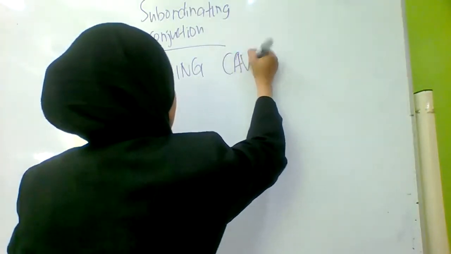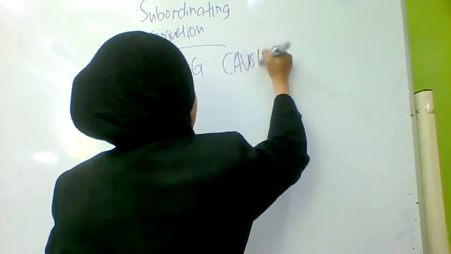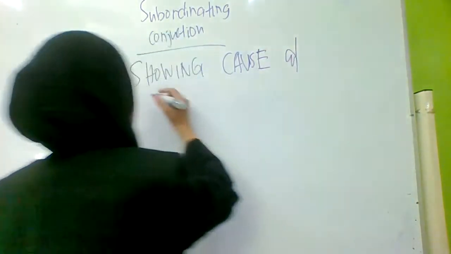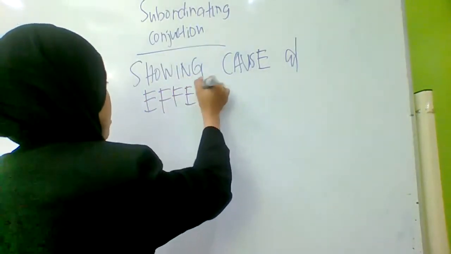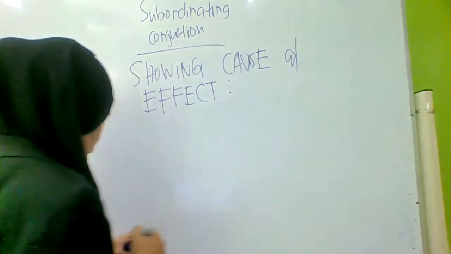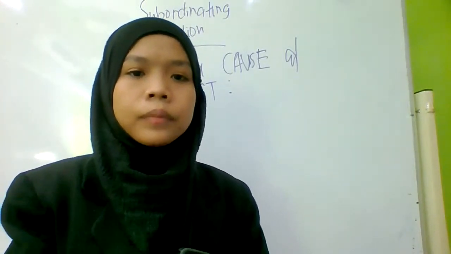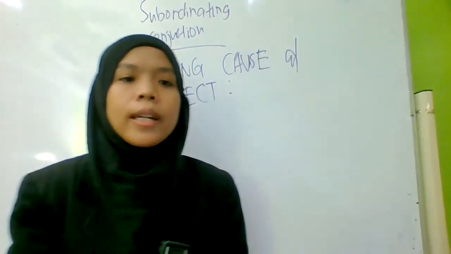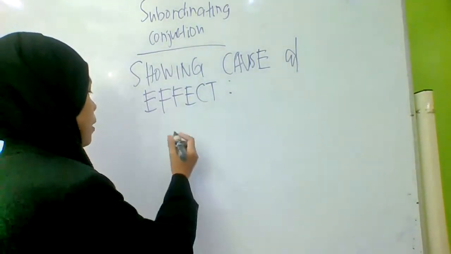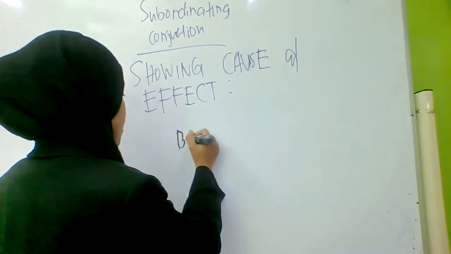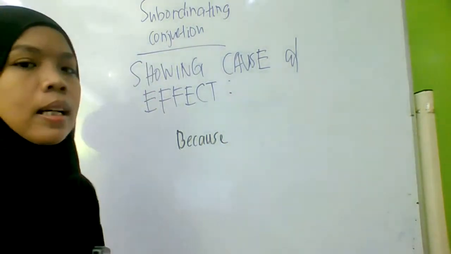Showing cause and effect. We're going to see this group first, this category: subordinating conjunctions showing cause and effect. Let me put the first type of subordinating conjunction, which is because.